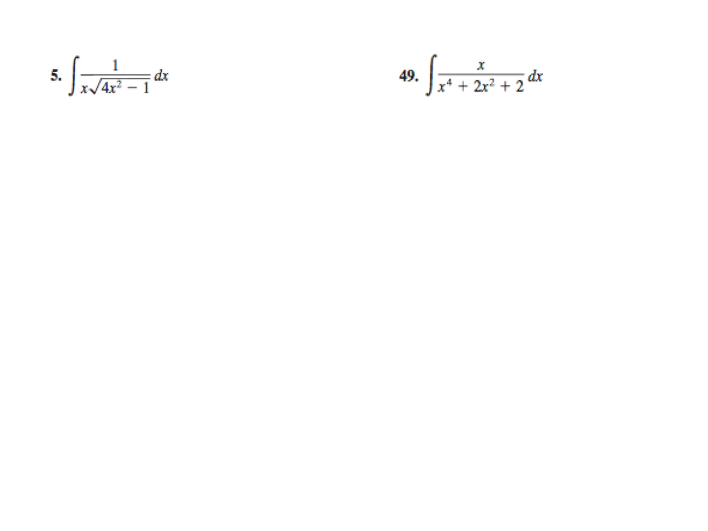All right, let's look at 49 now. On 49, we have the integral of x dx over x to the 4th plus 2x squared plus 2.